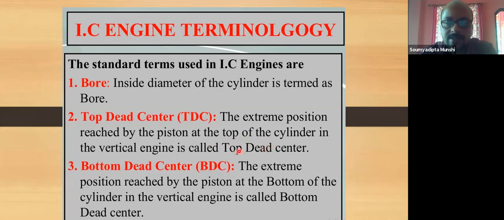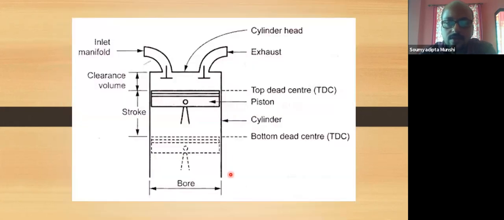Okay, similarly, the bottom dead center, the extreme position reached by the piston at the bottom of the cylinder, is called the bottom dead center. Similarly, if the piston goes down to that point at the bottom of the cylinder and is not able to go further down, then this point is known as the bottom dead center. After that, it is not able to go down.